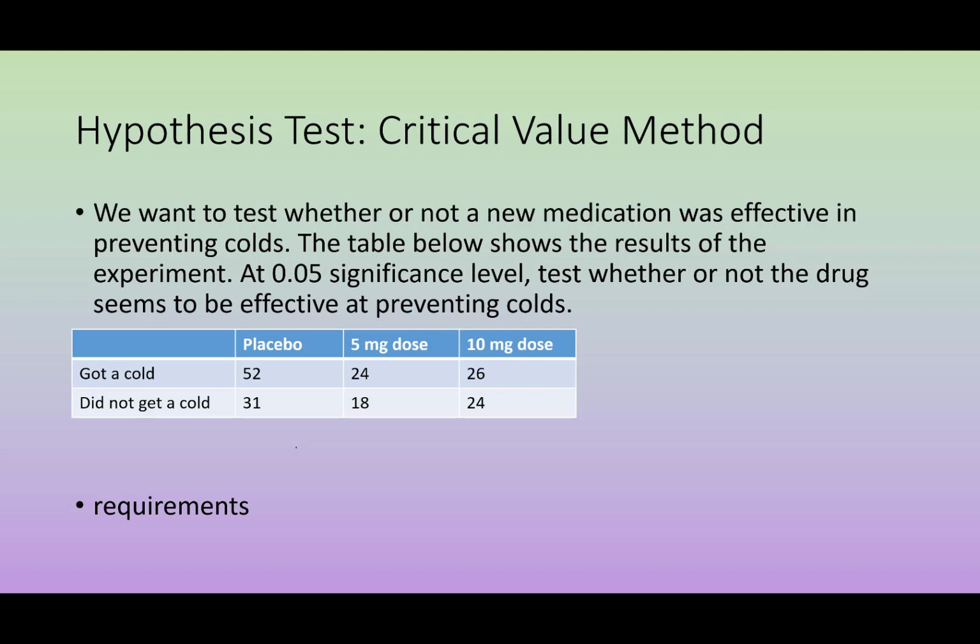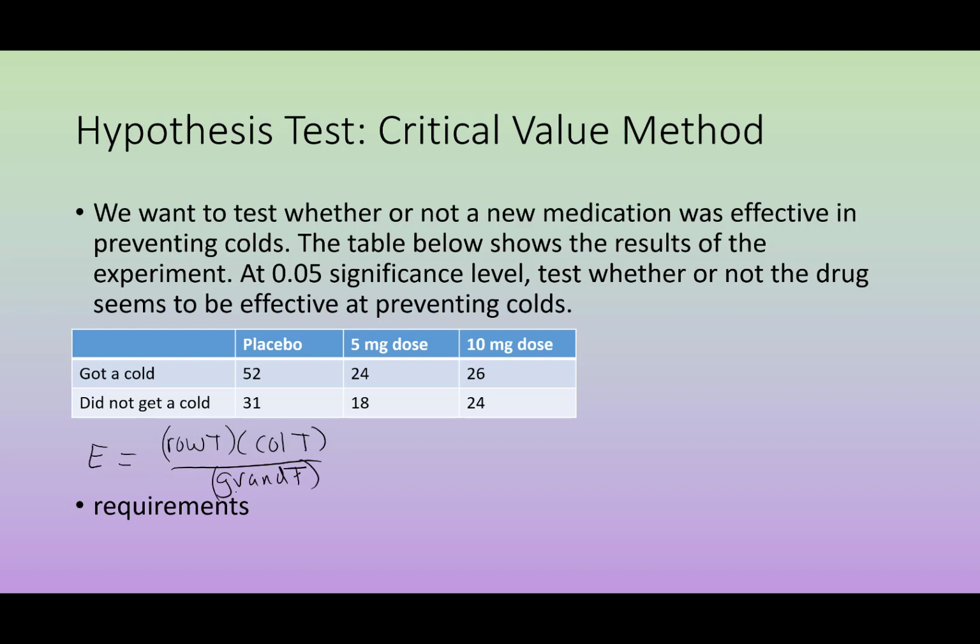Our next requirement is that we have to have the frequencies expressed in the form of a table. Well, we have our contingency table here, and we do have frequencies for every single area. And then the third one, which is the longest one to check, is that we need to make sure that the expected frequency is at least 5 for every single cell. Now, remember, to do our expected frequency, we have to take our row total times our column total divided by the grand total.